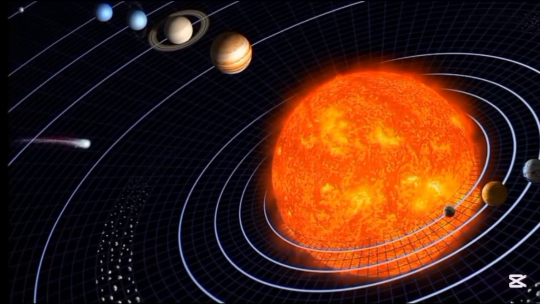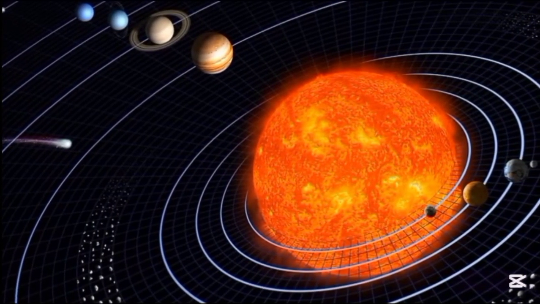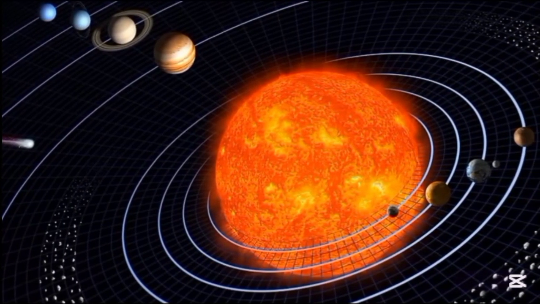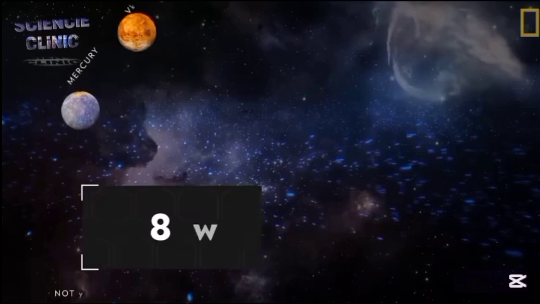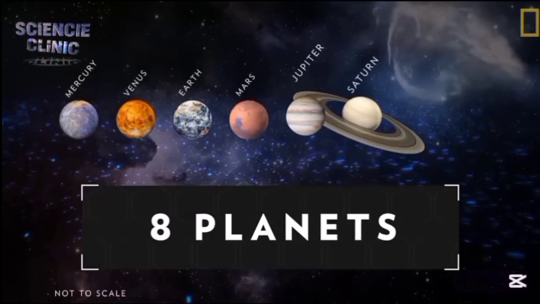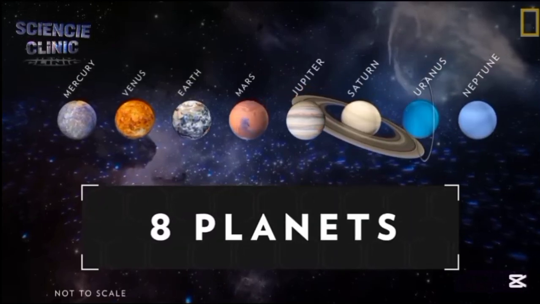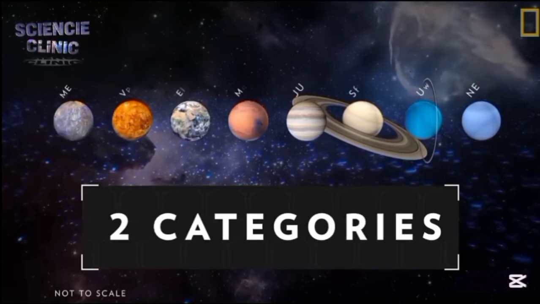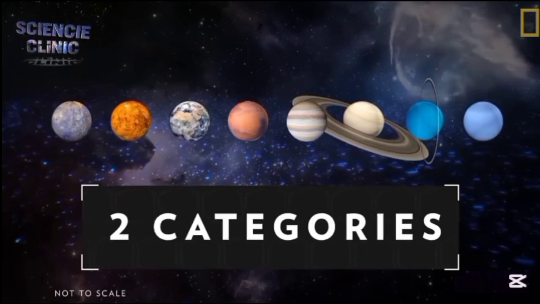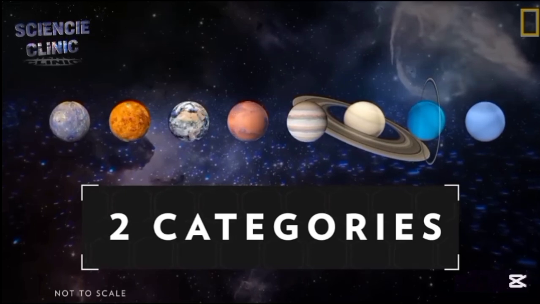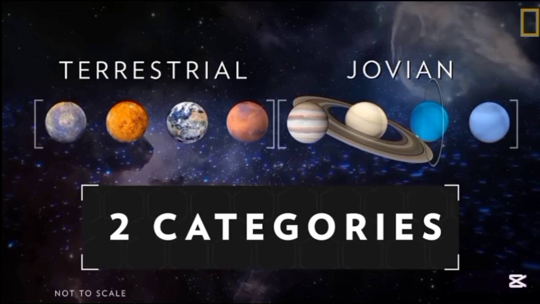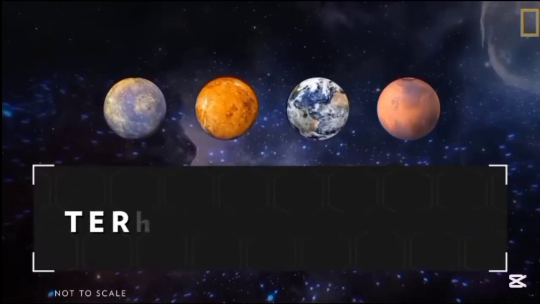Looking at the solar system, there is the sun and all the planets which are orbiting it, together with the comets and asteroids. The 8 planets, which include Mercury, Venus, Earth, Mars, Jupiter, Saturn, Uranus, and Neptune, are all characterized into 2 categories: the terrestrial planets and the Jovian planets.